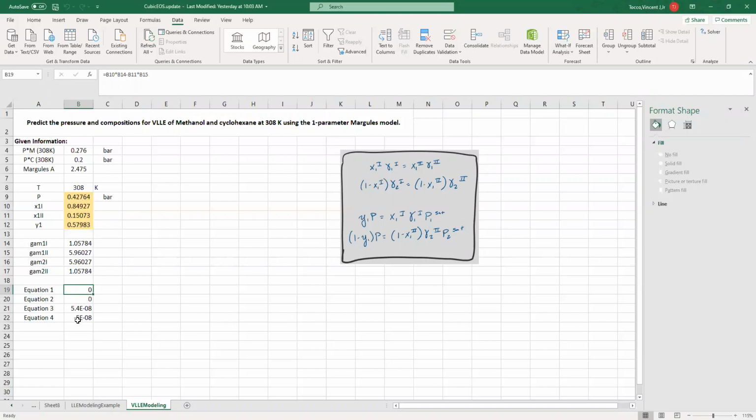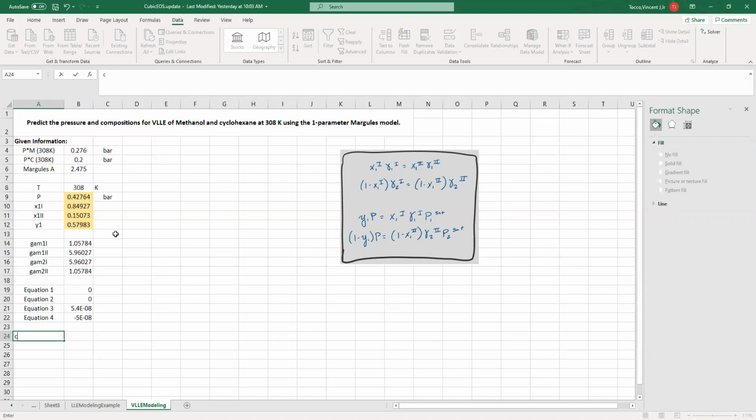I have all of my equations at 0 or very, very close to 0. 5 times 10 to the minus 8 is pretty low. And I also have symmetry in my gammas, which is expected because I'm using the 1-parameter Margules model. So therefore, I would say this problem is solved. And just to be complete about how I answer the problem, I would say that the pressure is 0.428 bar.